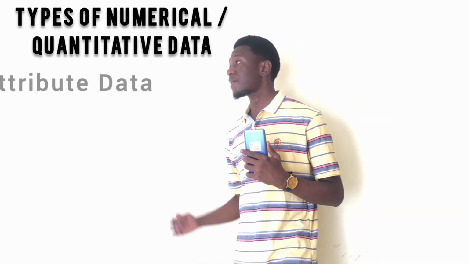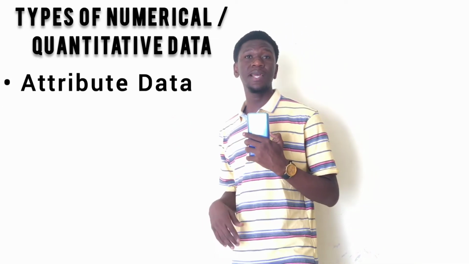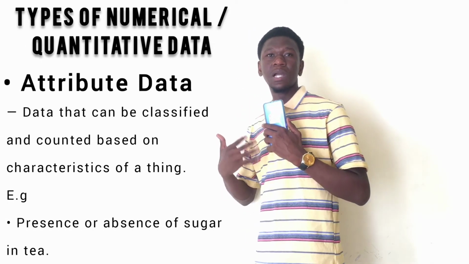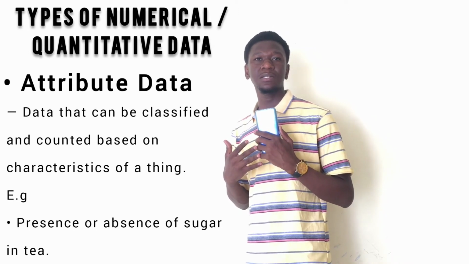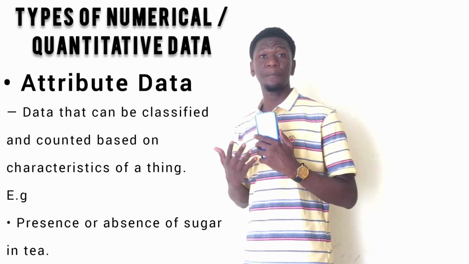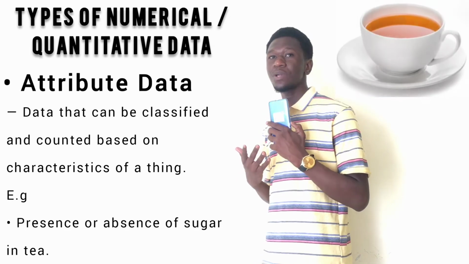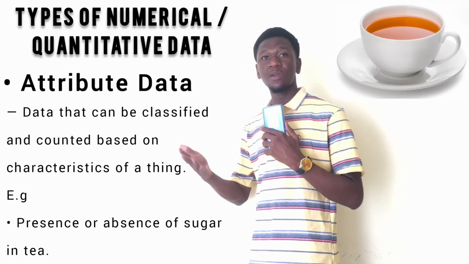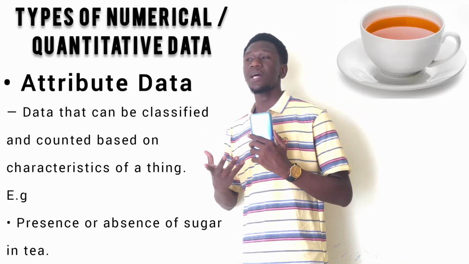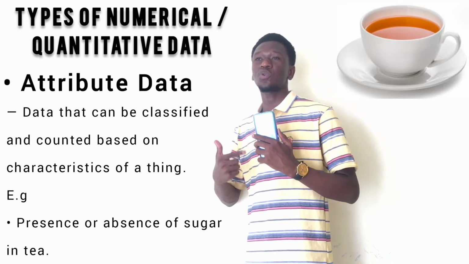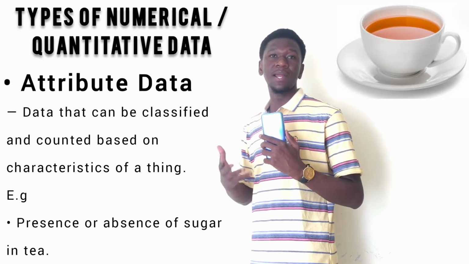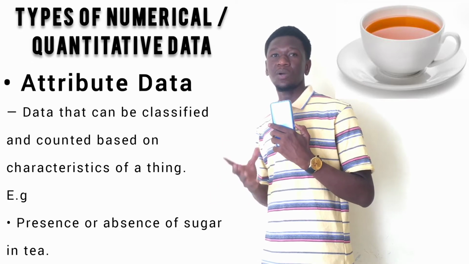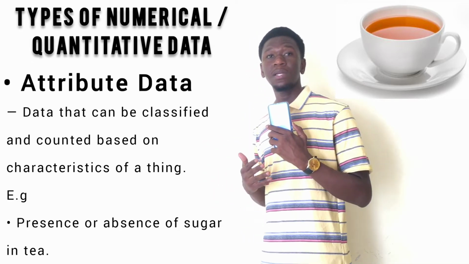And then we have attribute data. What is attribute data? Attribute data is data that can be classified and counted based on characteristics of a thing. For example, presence or absence of sugar in tea. Katika attribute data huwa tunaangalia kuwepo na kutokuwepo kwa kitu fulani. That's all. For example, tunataka tuseme katika chai kuna sukari au hakuna sukari. Kitendo cha kusema kwenye chai kuna sukari, that is so-called attribute data. Kwenye chai hakuna sukari, that is so-called attribute data.